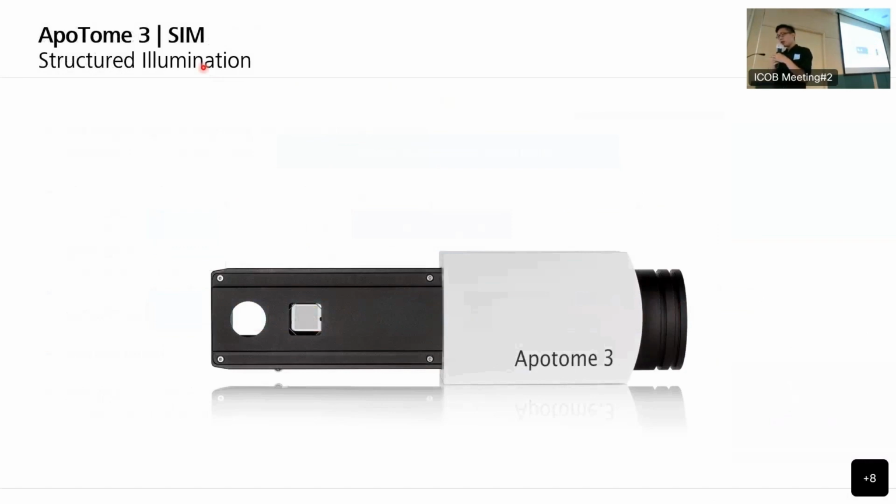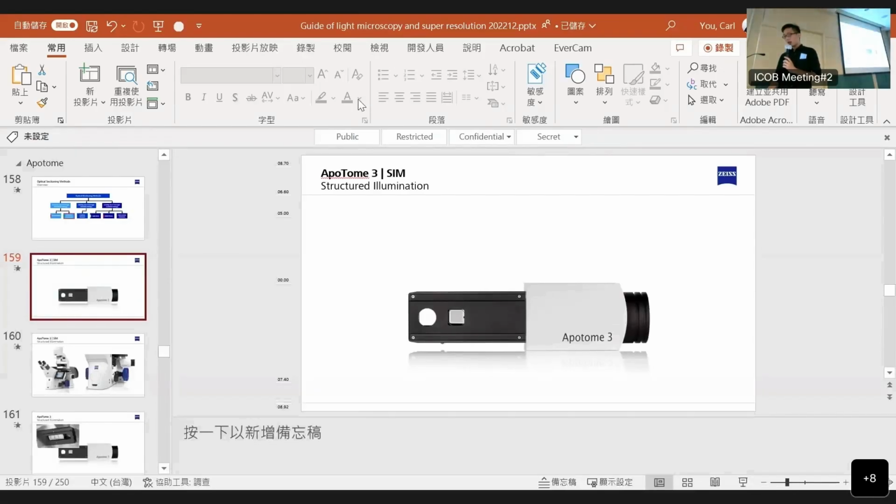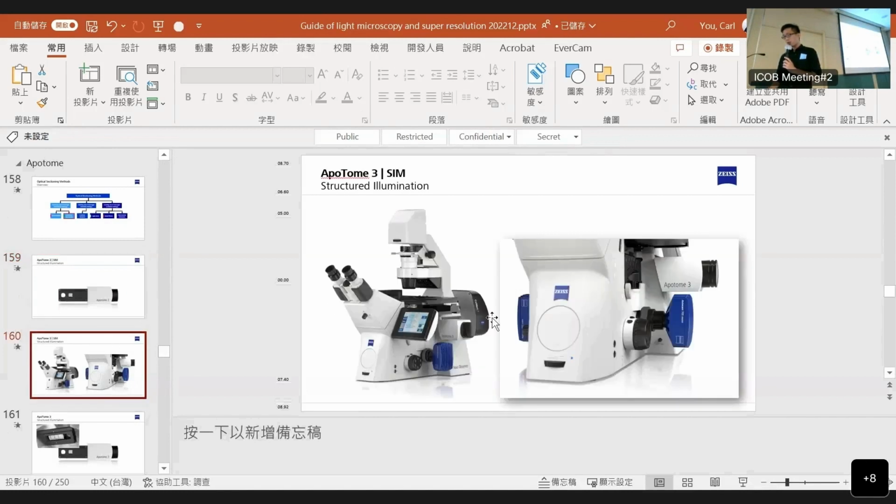Then ApoTome is actually another technique, and I'm afraid I have to skip these sections. ApoTome is actually just a simple grid. Here you can see we just insert the ApoTome in a wide field fluorescence microscope. We can do the structured illumination, and we can gain images just like confocal.